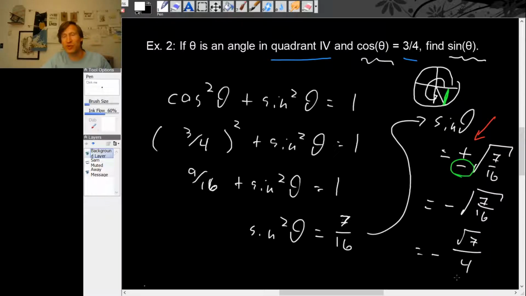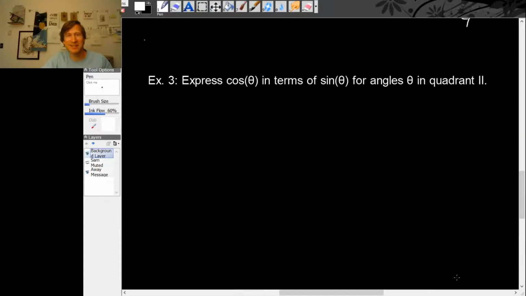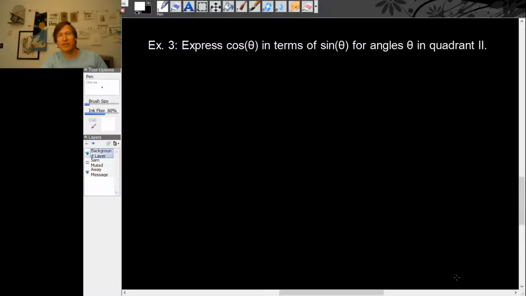All right. One final trick we can play with these identities is it's actually possible to express all of the trig functions in terms of just one of them. So for example, let's express cosine theta in terms of sine theta for all angles in quadrant 2. It is important to know what quadrant you're in because, as we've seen, what quadrant you're in determines whether you choose the plus or the minus when you use these Pythagorean identities.